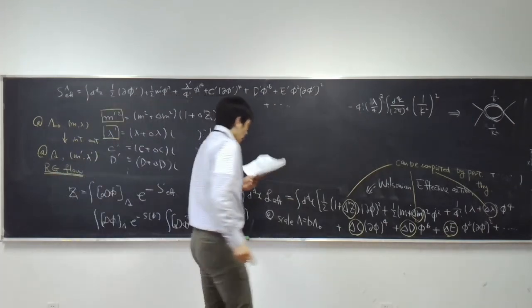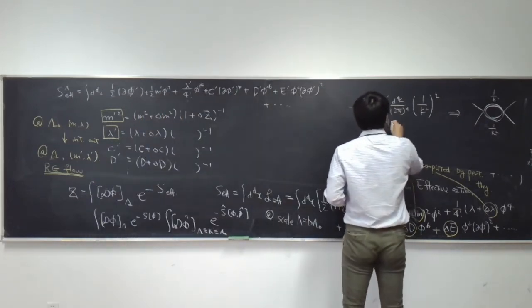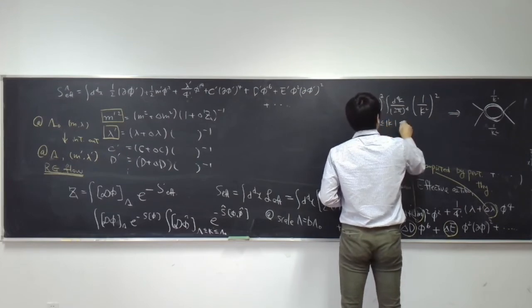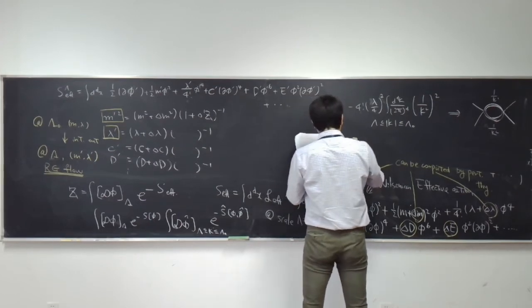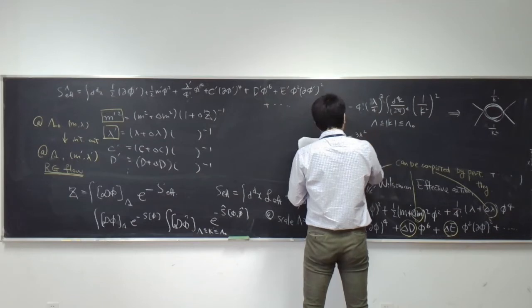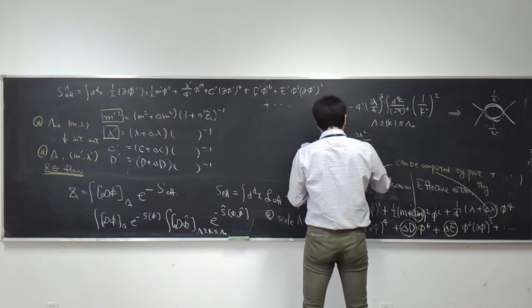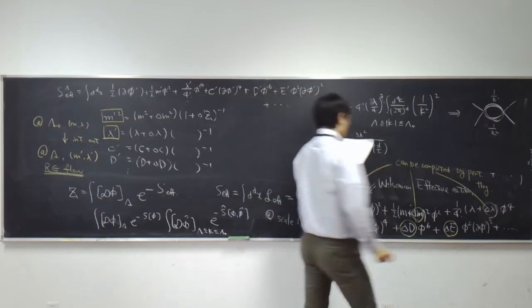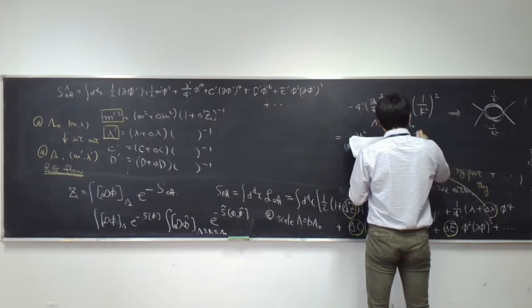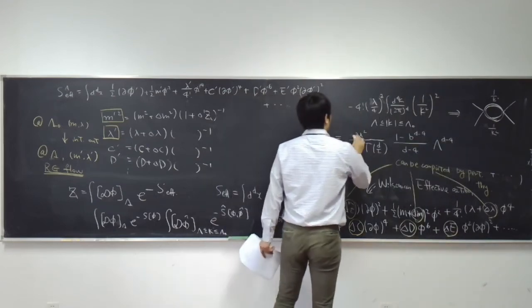Okay, so that's what you get, and you just need to perform the integral in the region between lambda and capital lambda. Same computation, what you will get is minus lambda square over 4 pi to the d over 2. We did this many times by dimensional regularization and so on. And then 1 minus b to the d minus 4, divided by d minus 4, times capital lambda to the d minus 4. Okay, this has a minus sign.